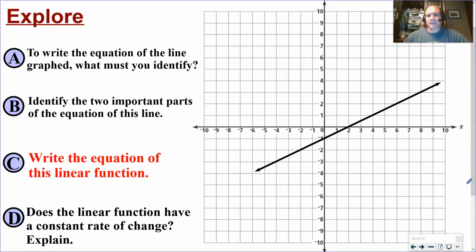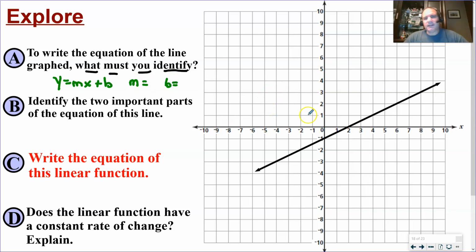All right. This question asks you to write the equation of this line. Well, I have a graph here. I don't have any other information. The equation of a line, what are the two most important parts of the equation of a line? What must you identify? Well, if you said you have to put it in y equals mx plus b, there are the two things, the two important parts. You have to identify the m and you have to identify the b.